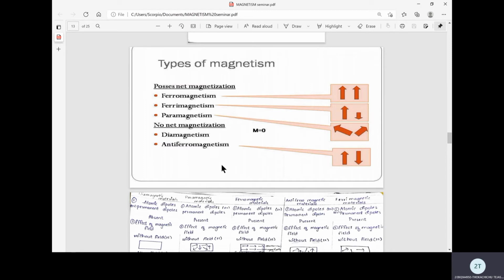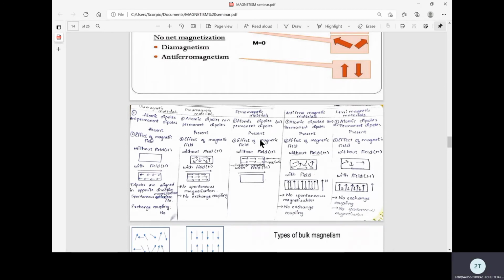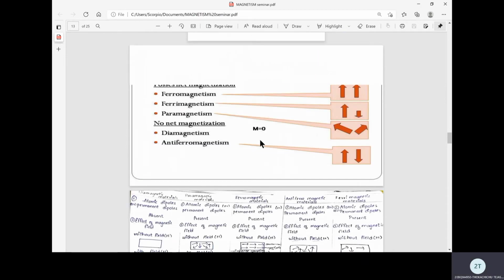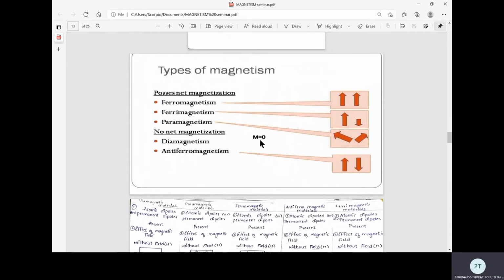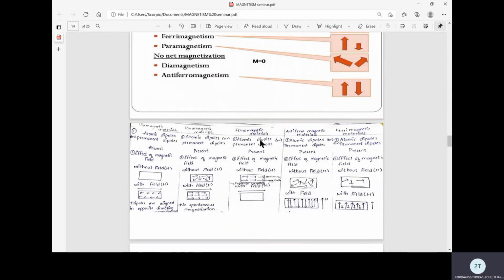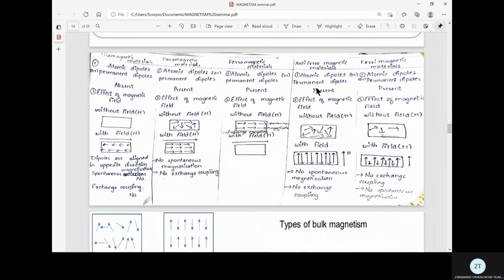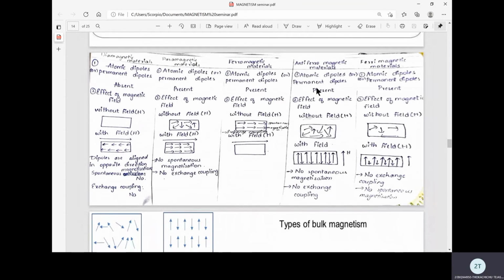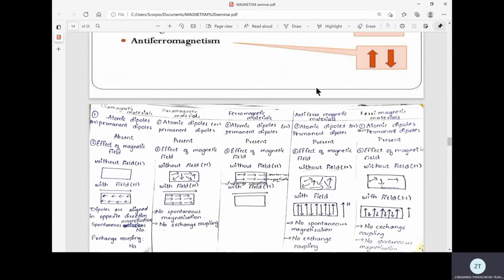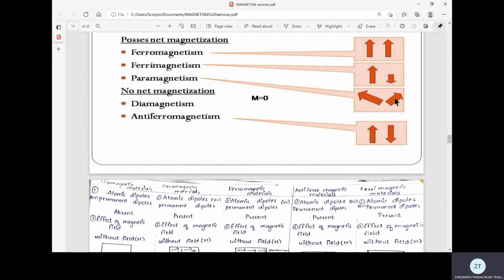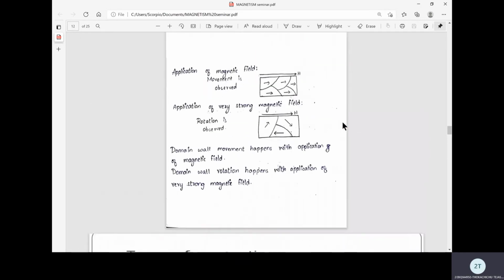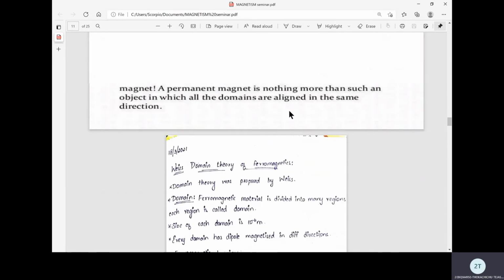There is diamagnetism and antiferromagnetism, as we can see here. Now, let's talk about these 5 magnetisms in detail by comparing them with each other and their several properties. The first property is whether the atomic dipoles are permanent dipoles, that is nothing but these magnetic moment lines, which were seen just now in all these cases in their respective domains.